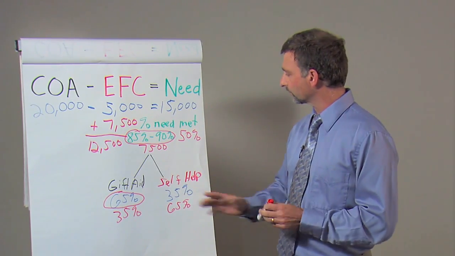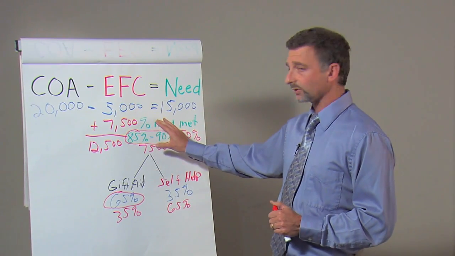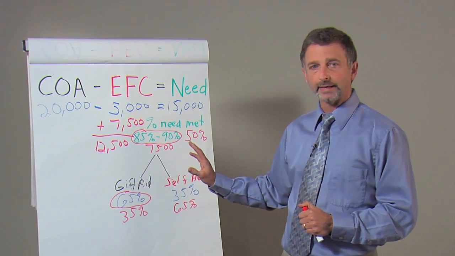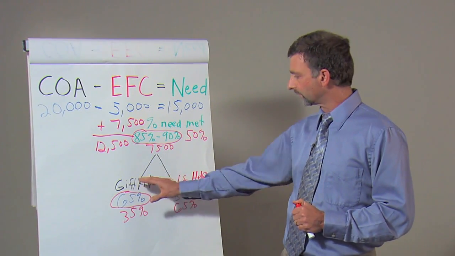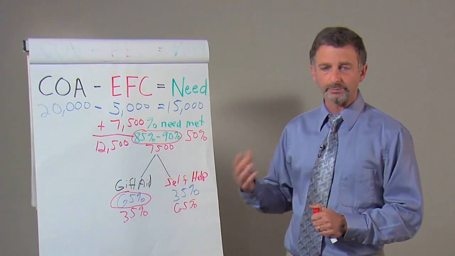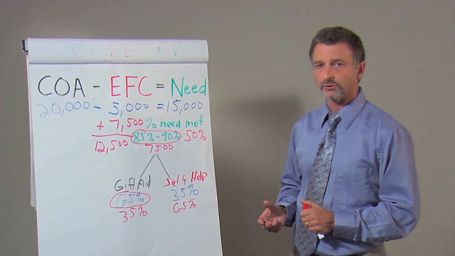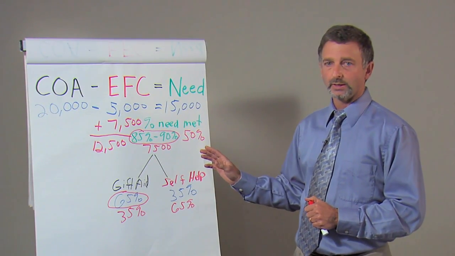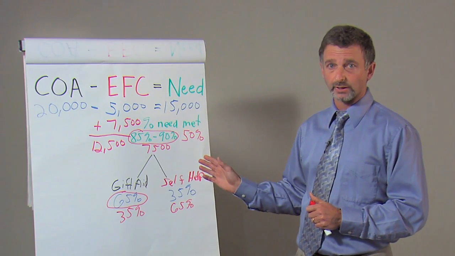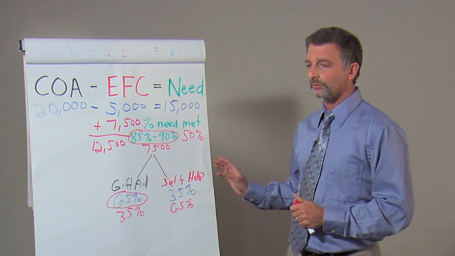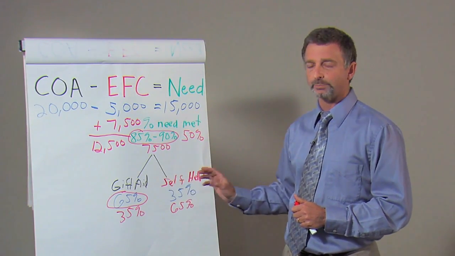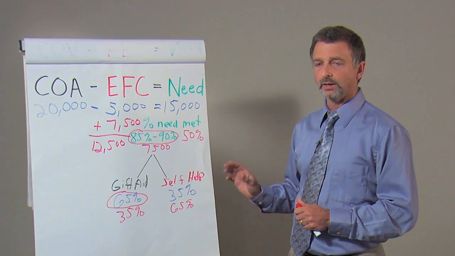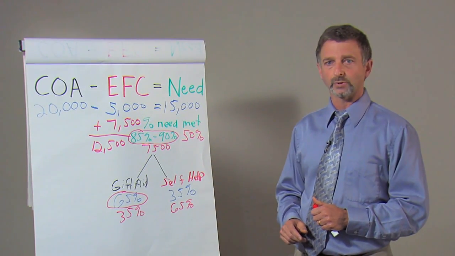And again, this information, the percentage of need met and how the money is divided up between gift aid and self-help, is in our database. We have this information from every college in the country. There are over 6,000 colleges and universities. So this information will help us help you understand how good a financial aid offer that school has.